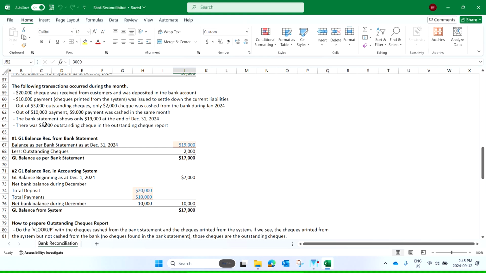Out of the $10,000 you printed from the system, $9,000 was cashed in the same month. So you have another $1,000 from the current month. Remember that you now have $2,000 outstanding checks. You still have the $1,000 you printed before. The bank did not cash those because your supplier did not. Probably they presented them, but they could be lost in transit, could be anything. So now the balance as per the bank statement is $19,000, and there are $2,000 of outstanding checks in the outstanding check report, which makes sense because, like I already explained, you know how you got the $2,000.